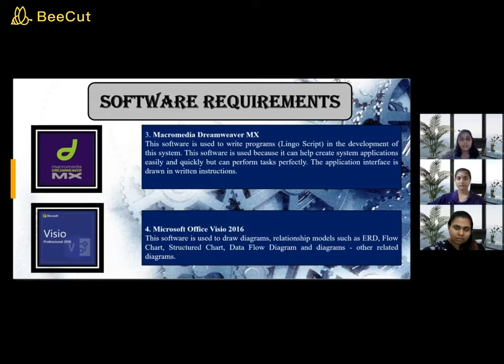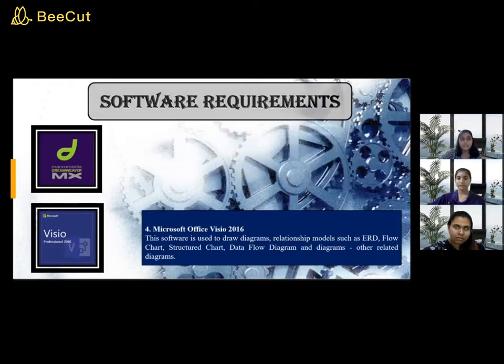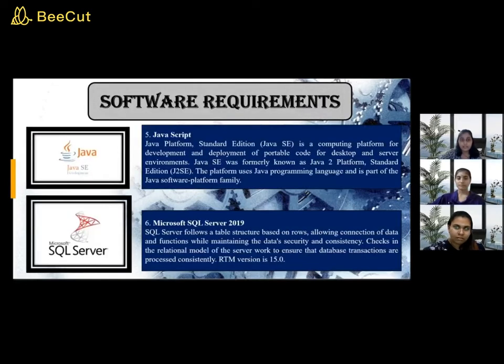The fourth one is Microsoft Office Visio 2016. This software is used to draw diagrams and relationship models such as ERD, flow chart, structured chart, data flow diagram, and other related diagrams. The fifth software requirement is JavaScript.